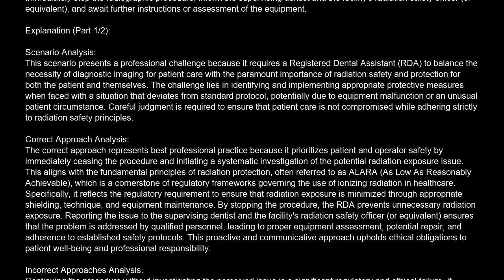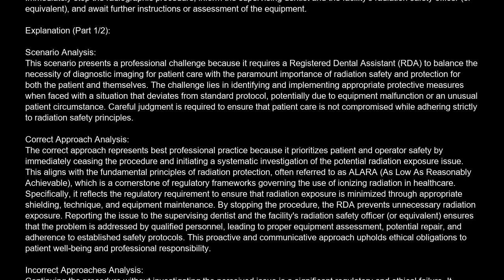Explanation. Scenario analysis. This scenario presents a professional challenge because it requires a registered dental assistant, RDA, to balance the necessity of diagnostic imaging for patient care with the paramount importance of radiation safety and protection for both the patient and themselves. The challenge lies in identifying and implementing appropriate protective measures when faced with a situation that deviates from standard protocol, potentially due to equipment malfunction or an unusual patient circumstance. Careful judgment is required to ensure that patient care is not compromised while adhering strictly to radiation safety principles.